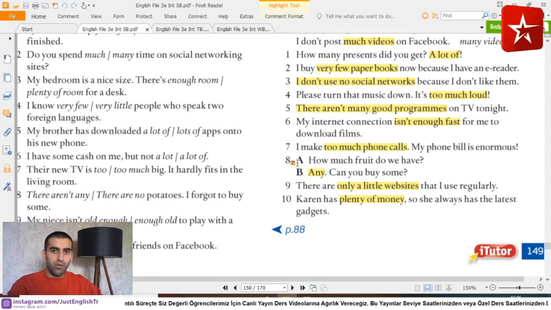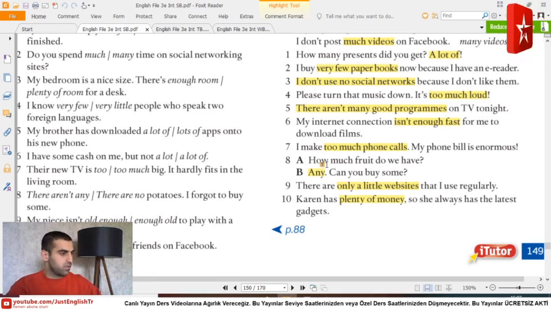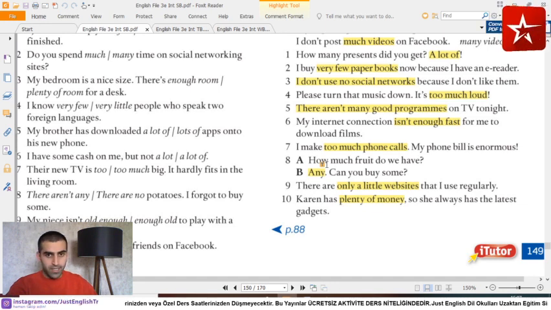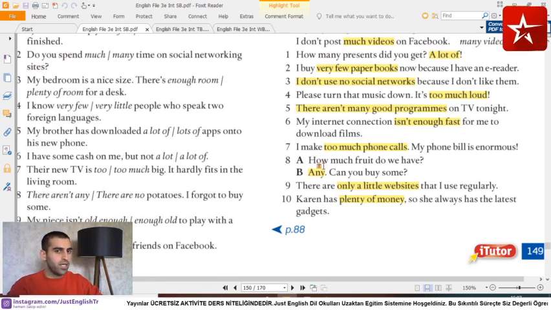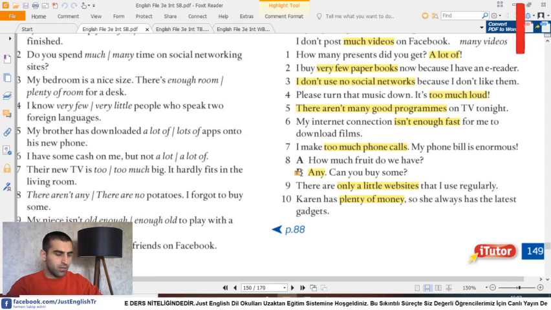Number 8. How much fruit do we have? Any. Can you buy some? So number 8, is that correct or not? For number 8, we should choose whether it's correct or not. Okay, I'm waiting for your answers for number 8. Number 8 is correct or not? Mr. Mustafa says none. Okay, so it means any is incorrect here. Melis says it's correct. Why, Melis? Why is it correct? Can you explain it?